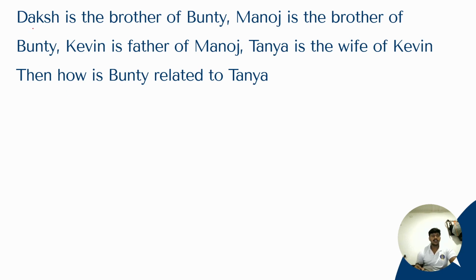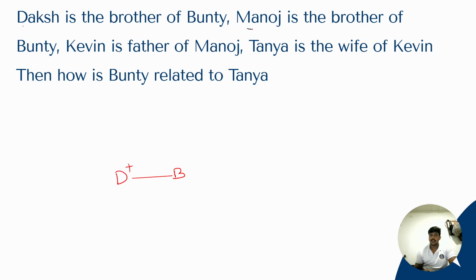Now see here, I'm not going to write every name there, just the first letters. So Daksh is the brother of Bunty. So D is brother of B. Done. But remember, D is a male person, but for B, we don't know the gender. That's why I'm not writing any gender there. But as D is a male person, I'm using a plus sign. And brother is a sibling, that's why I'm using a single horizontal line.